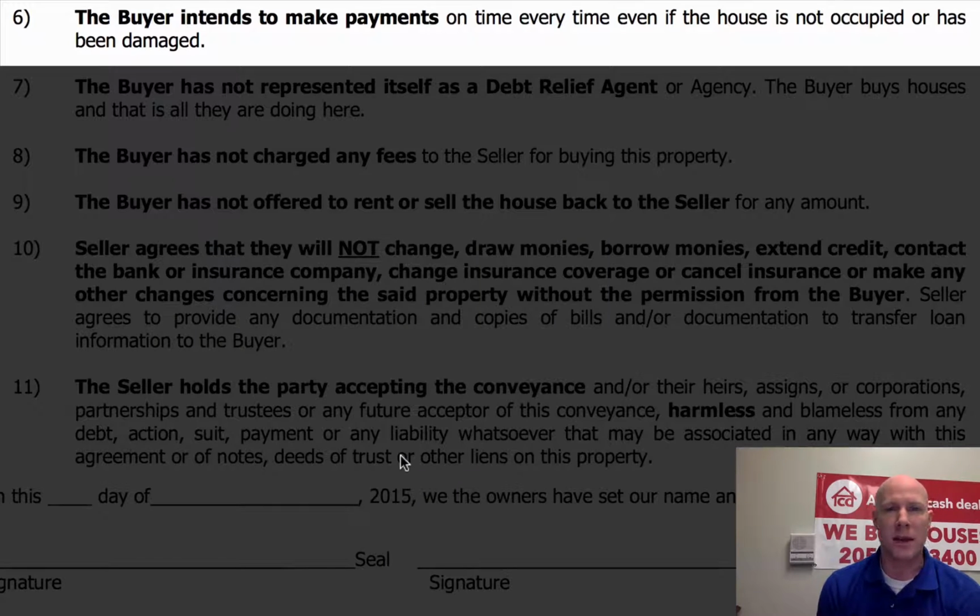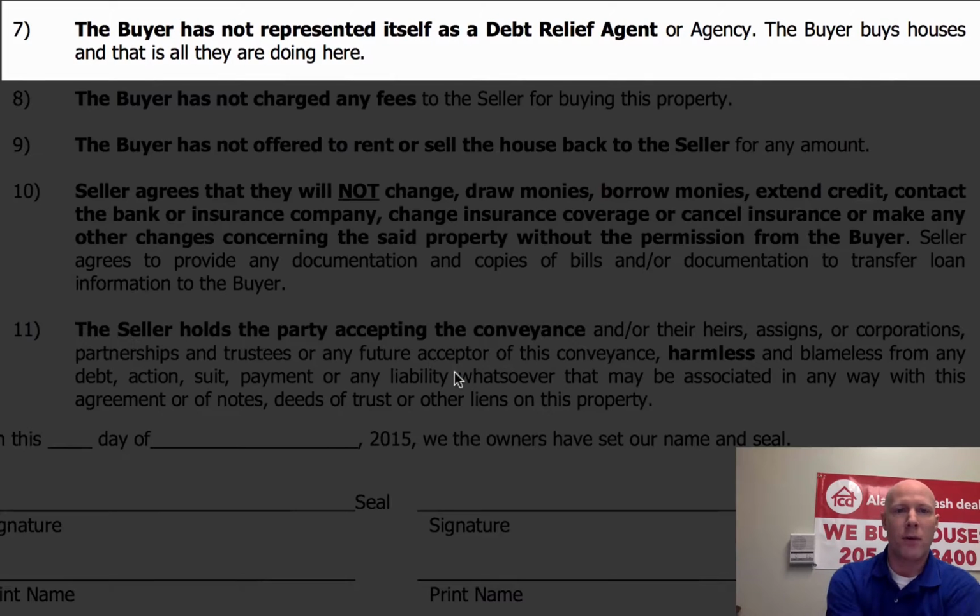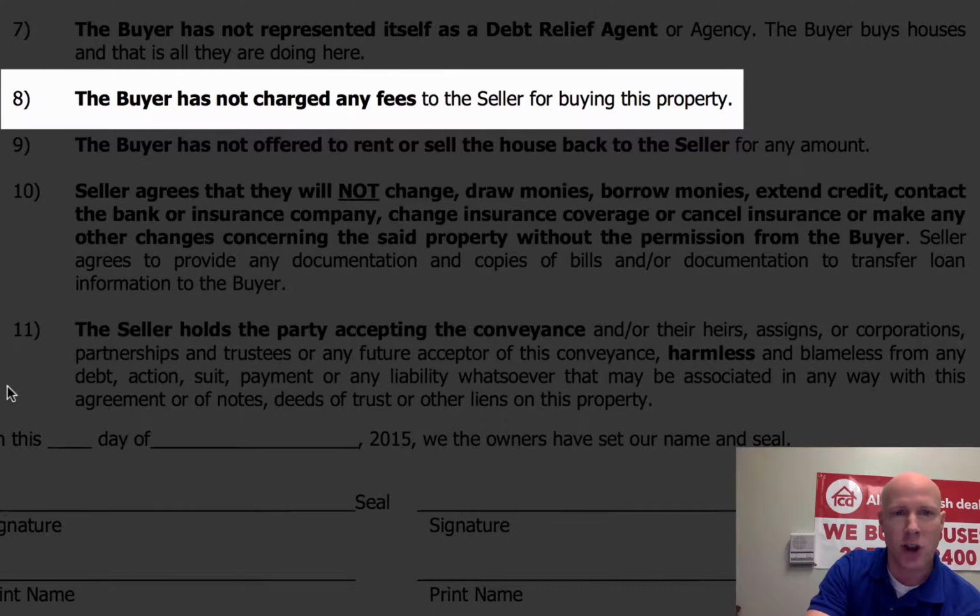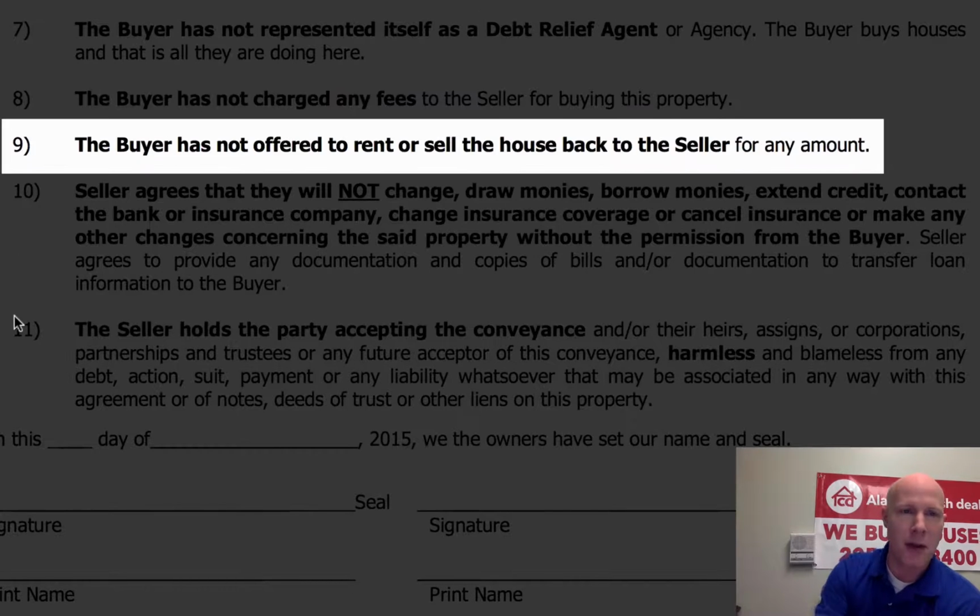The buyer intends to make the payments. So you're now going to make the payments on time every time, whether the house is occupied or has been damaged. So we're agreeing to that. The buyer has not represented itself as a debt relief agent. You got to make sure that you're telling them that you're not going to help them repair their credit. That's just another piece of this. The buyer has not charged any fees to the seller for buying this property. Number 9, the buyer has not offered to rent or sell the house back to the seller for any amount.